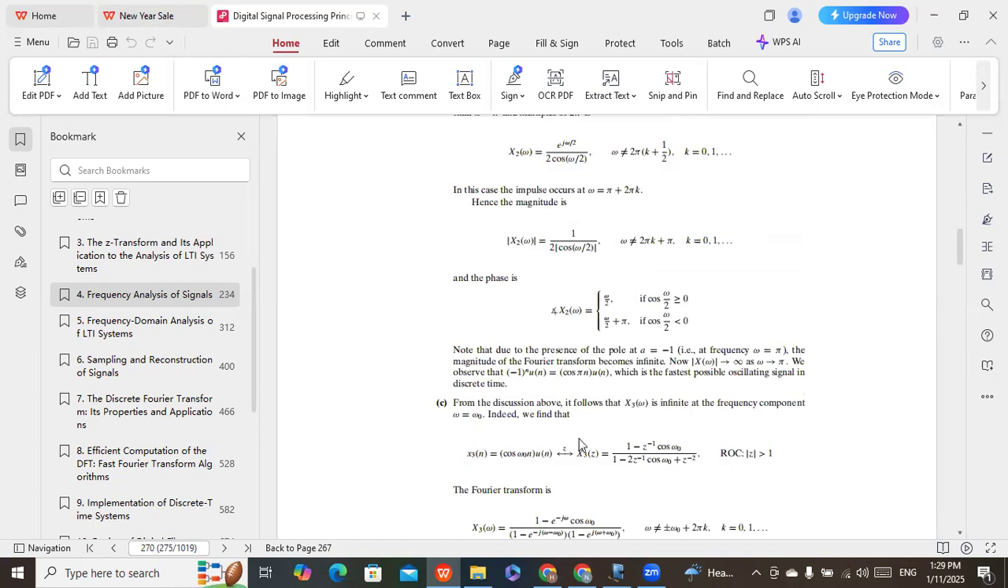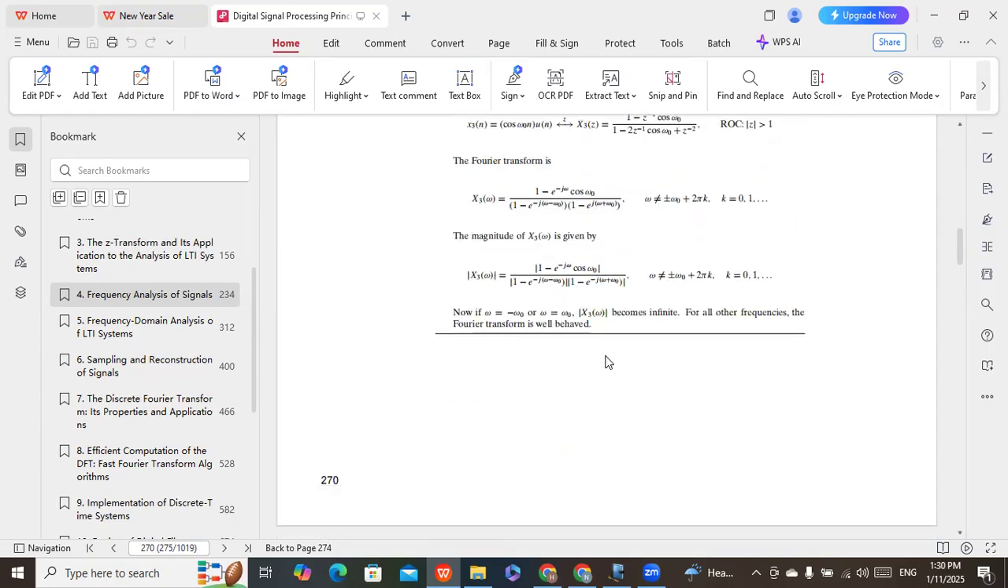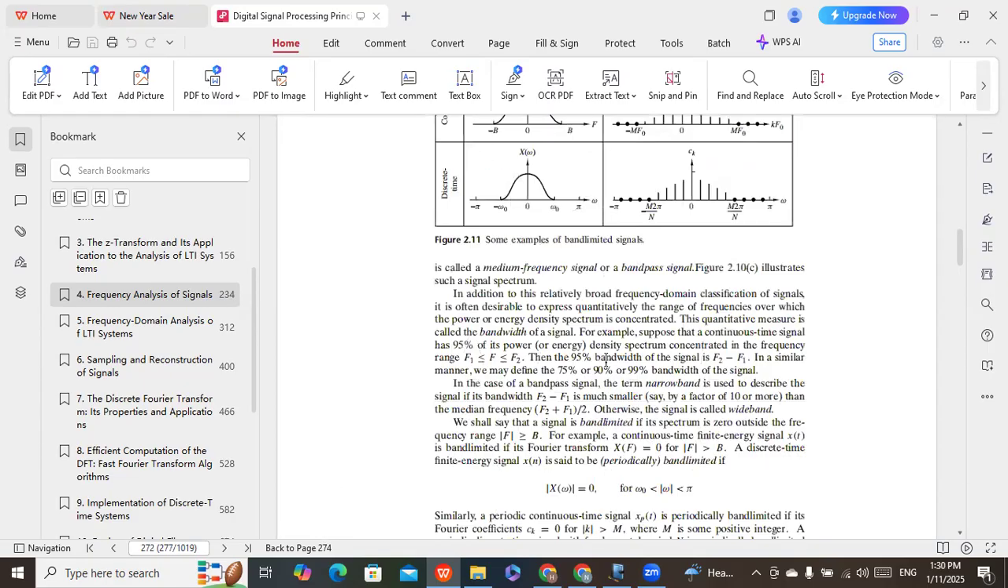There are some examples, and I think I have uploaded the reference books, the Schaum's Outline books. In the Schaum's Outline book, there are many solved problems, so you can try those solved problems. If you have any problem, you can ask me.